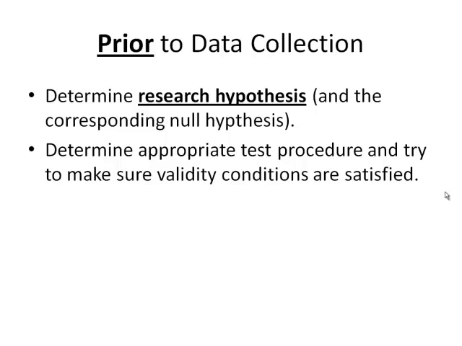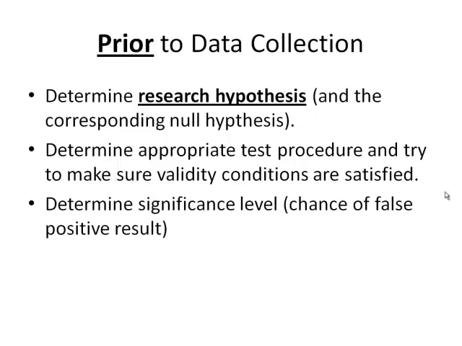The next thing that we need to do is to determine the appropriate test procedure. And again, in this course, one of the things that we're going to do over the next several weeks is to consider different testing procedures and when they apply. Along with each testing procedure will come some validity conditions, and we want to do the best that we can to make sure that those are satisfied. Sometimes it does require the data to check those, so that step can get mixed in after the data collection as well. And then the last thing that we need to do is to set a significance level.